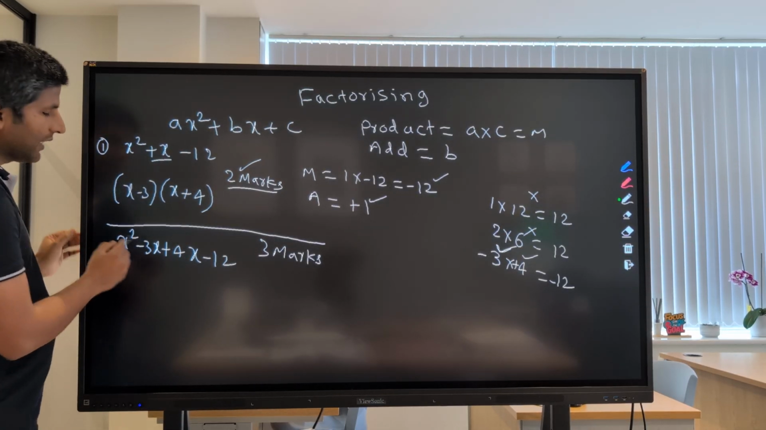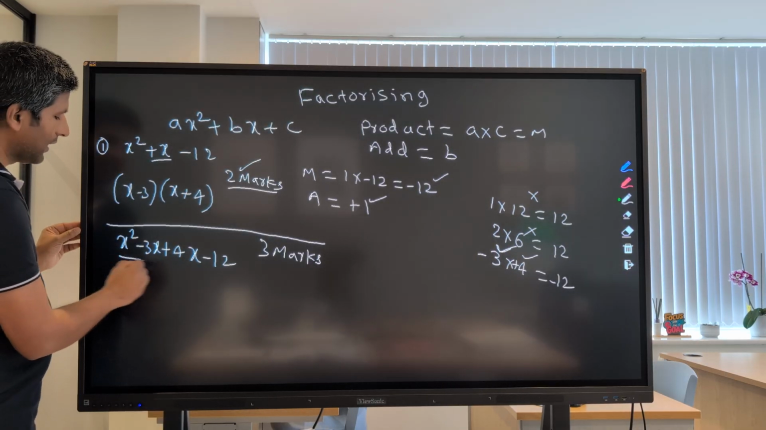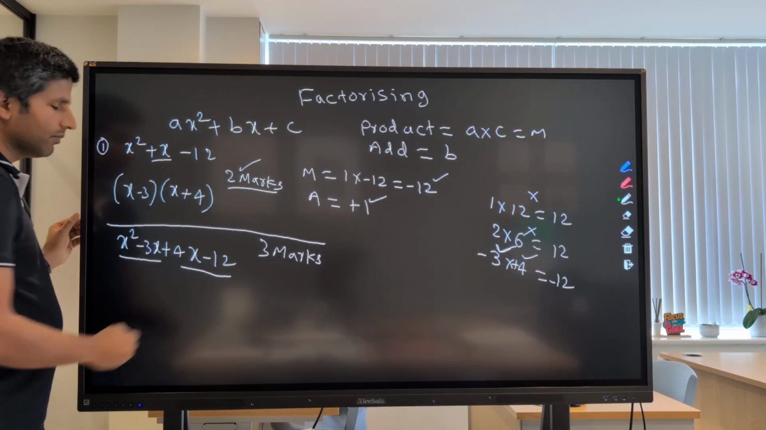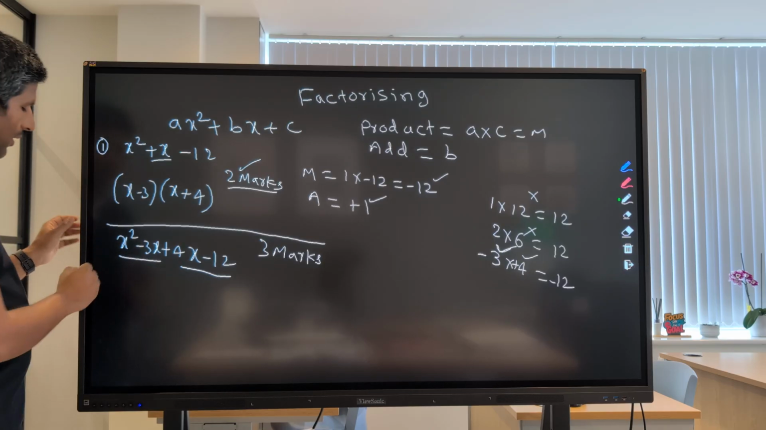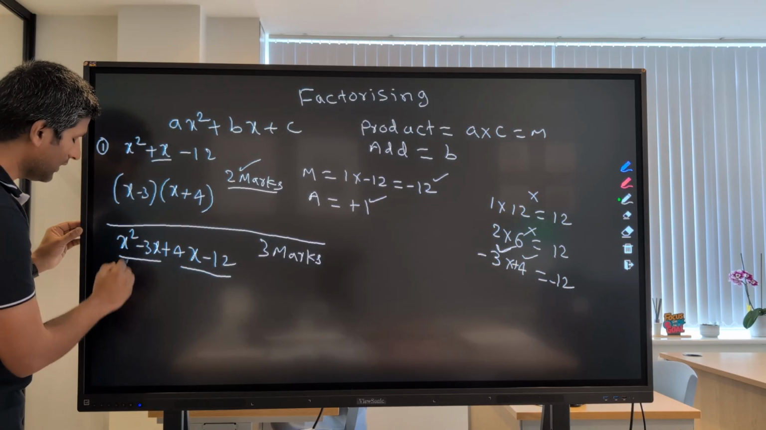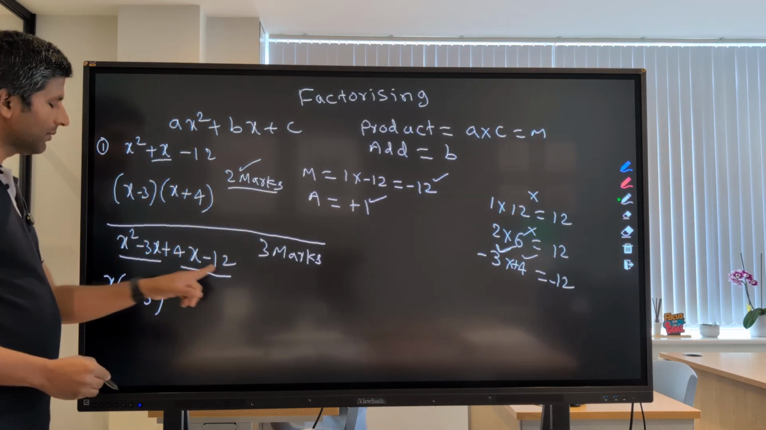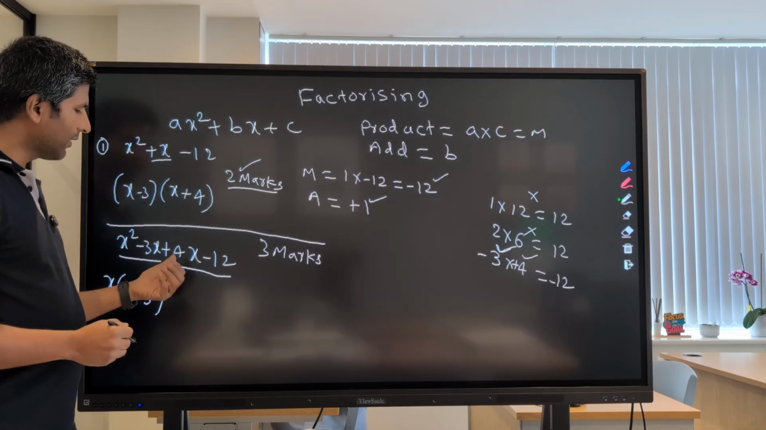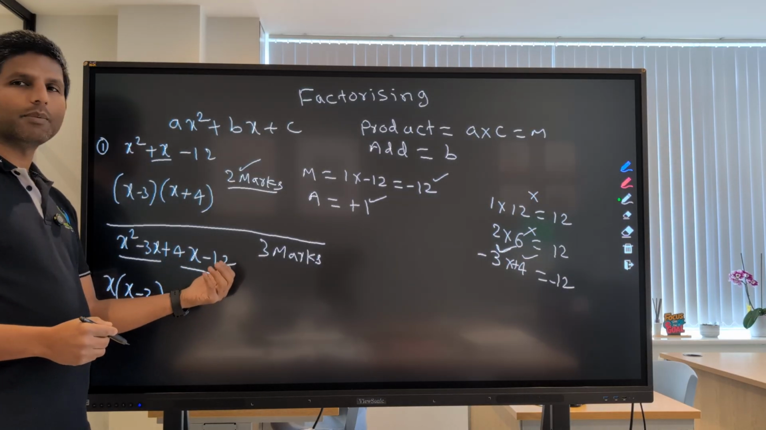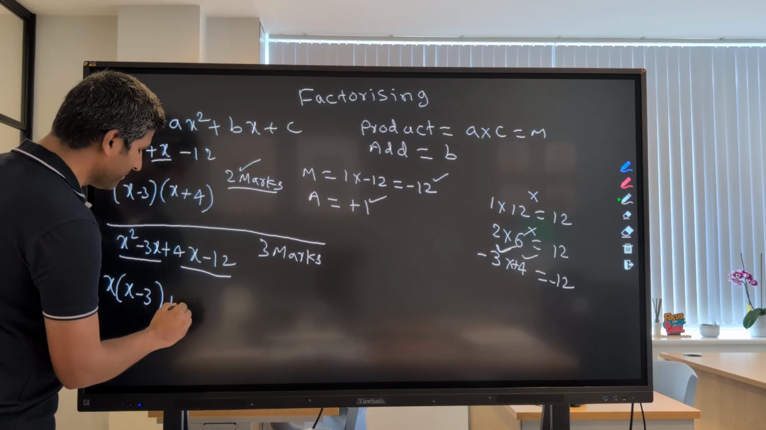Next thing is, once you've split the middle part, you take the common factor from the first 2 terms and then from the next 2. From this one, you can clearly see x is common. You take x common, so what's left there? x minus 3. And then what you take common from these 2? If you understand how to take common, 4 is here, and also 4 times 3 makes 12, which means 4 is here as well. So you take plus 4 common.